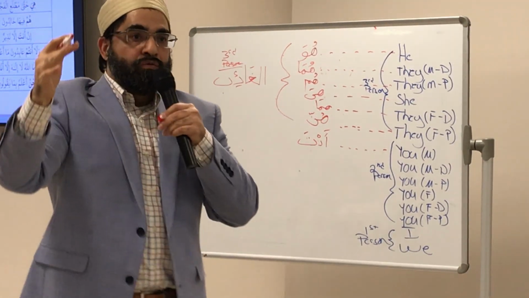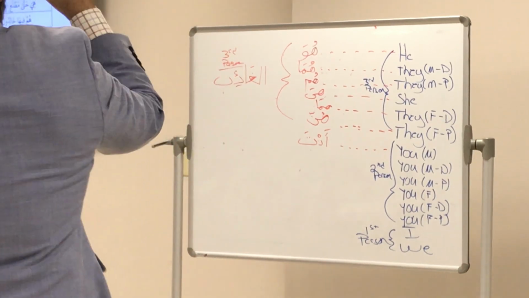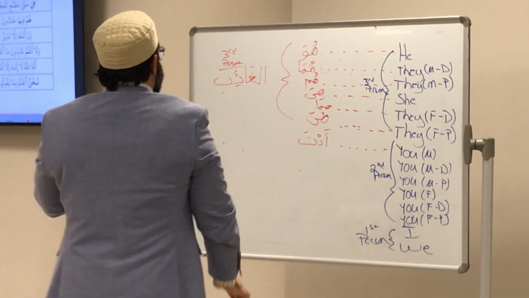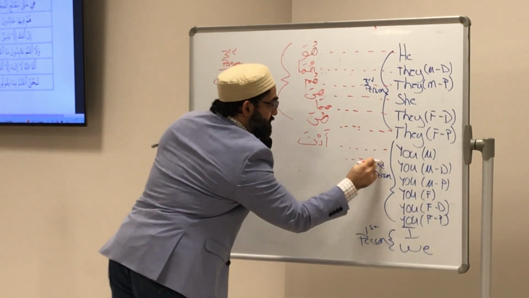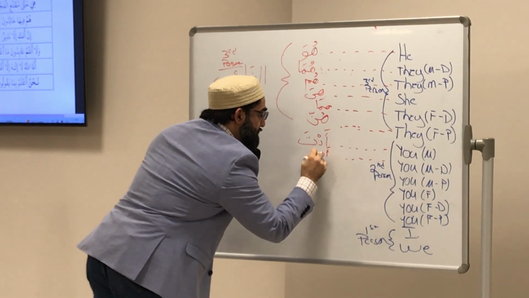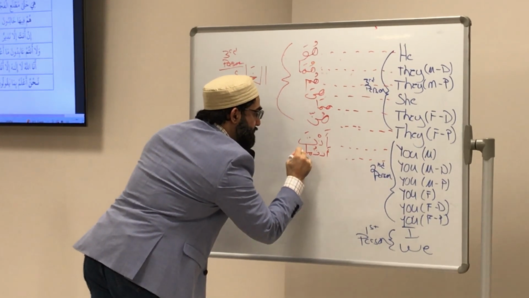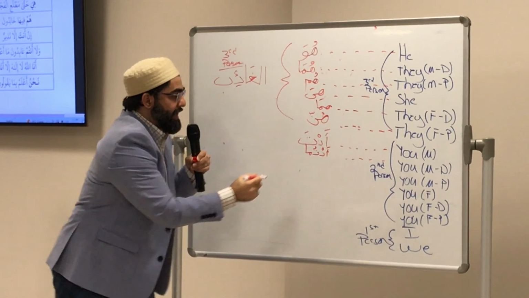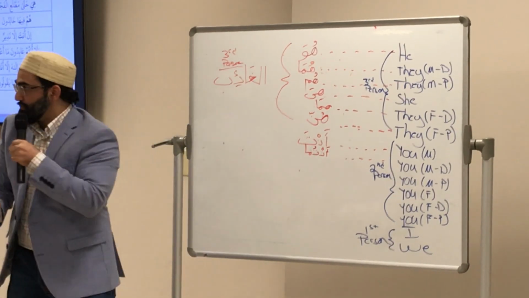أنت أفضل الطالب في الفصل. You are the best student in the class. أنت. I'm speaking to one person. Now I'm speaking to two people. What do I say? One of them is male. أنتما. Okay? So what got added? The ma. That's it. Okay?